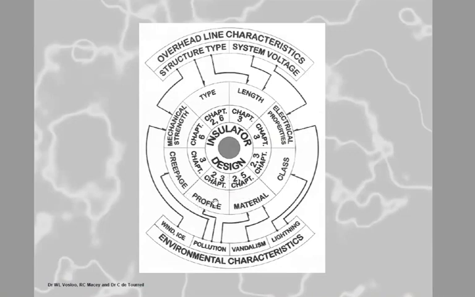The profile of the insulator, and so on. Okay. Now let's start looking at how we design this insulator. There's the insulator in the center. That is where the hub, that is where everything turns around, is the insulator. Okay. So we need the overhead line characteristics.